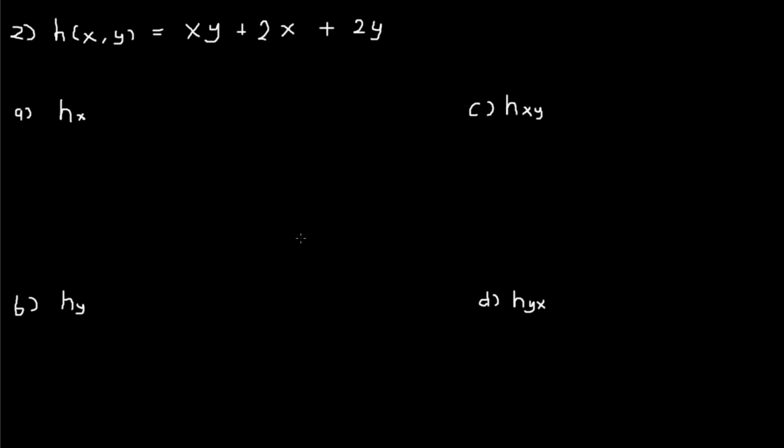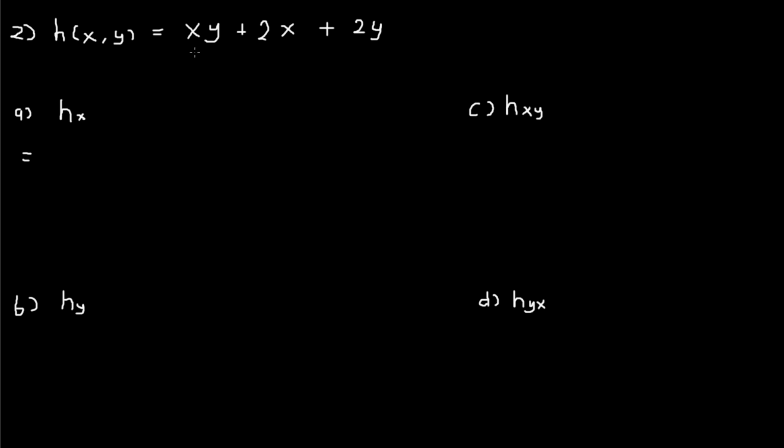My metric number is 18510, and I'm going to show you how to differentiate this equation in terms of partial derivative in 4 different ways. So the first thing that we have to do is to differentiate this equation with regards to x.